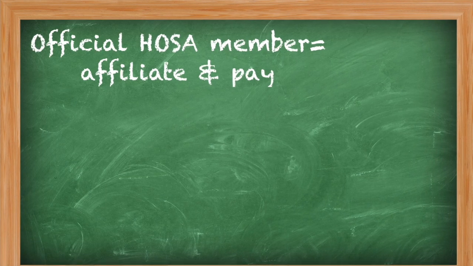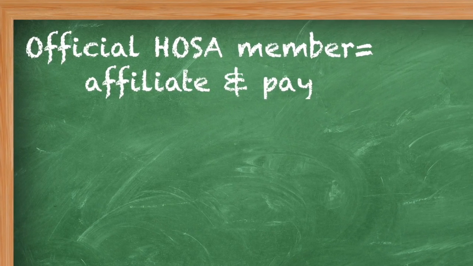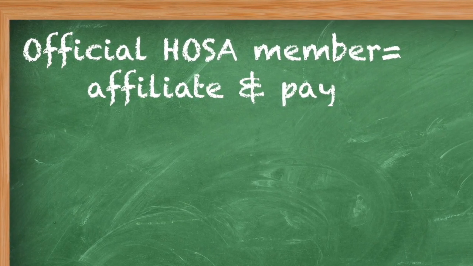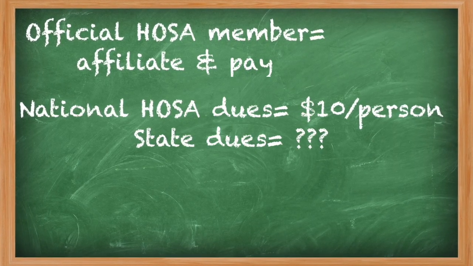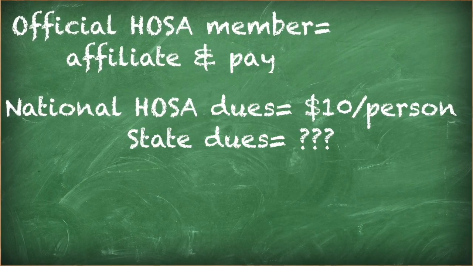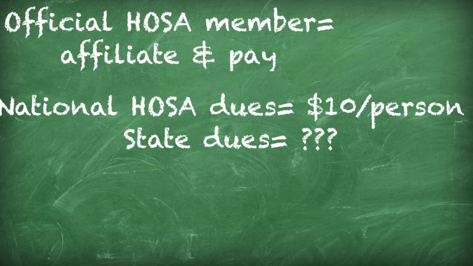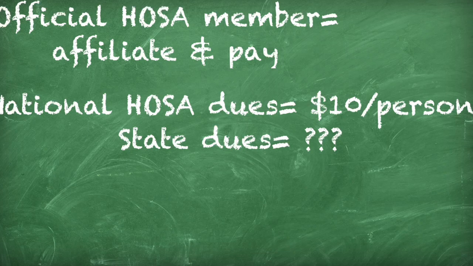In order to become an official HOSA member, students and advisors must affiliate in the HOSA system and pay affiliation dues. National affiliation dues are $10 per person. Each state has an affiliation fee as well, so you will need to check with your state association. Whatever the total amount, chapters are responsible for paying the fees each year.